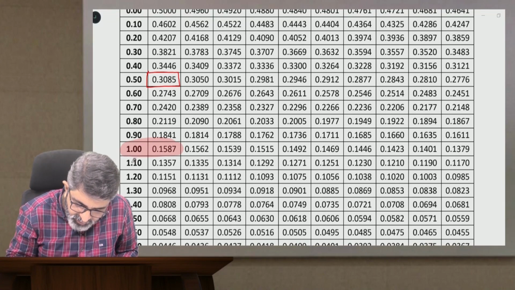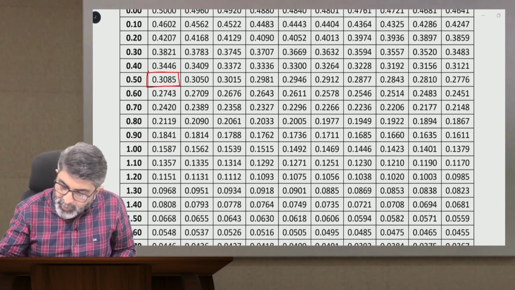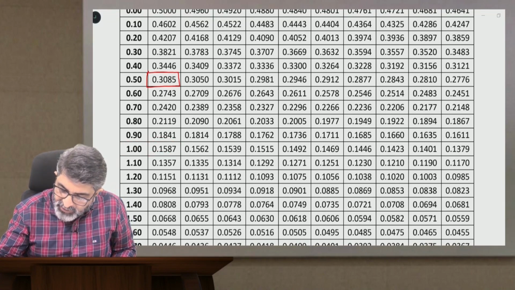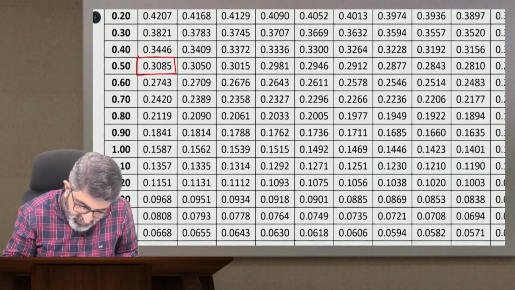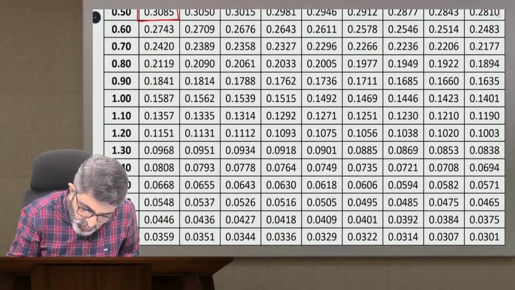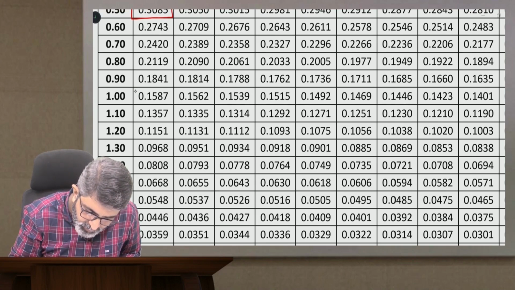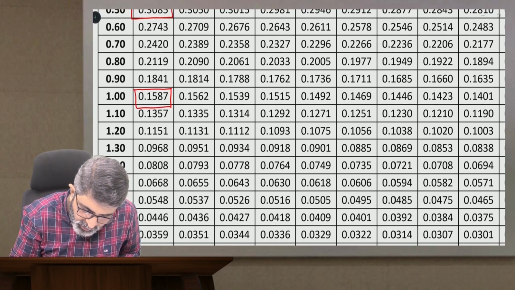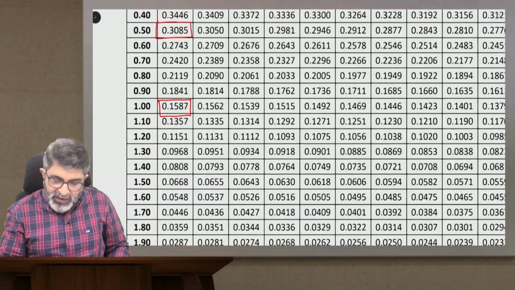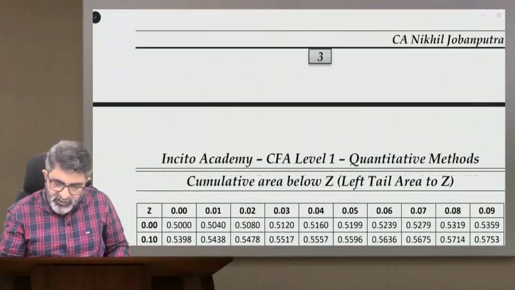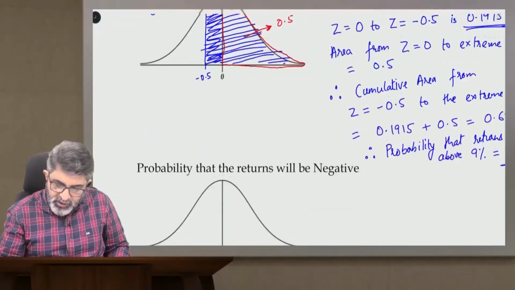Look at this, z equal to 1. What is the probability given over here? The final answer of this probability itself is going to be 0.1587. Final answer will be 0.1587. That is what we have concluded over here already.